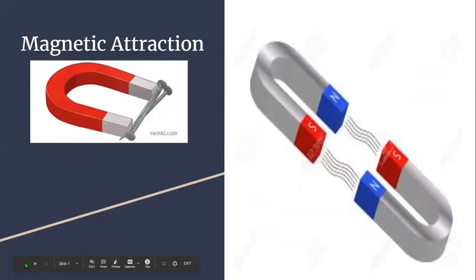So, magnetic attraction. This is a picture of a magnet that's attracted to these nails. And then this is just another picture of two magnets that are attracted to each other. And I'm going to explain what these letters here are, what they represent. And this might be a review for you also. You might have seen this in third grade. So anyway, let me just go to my next slide.